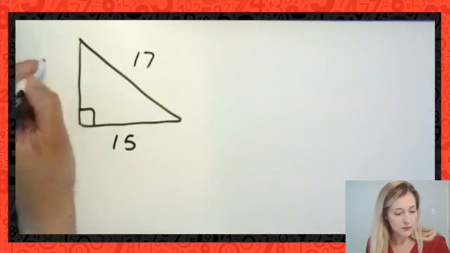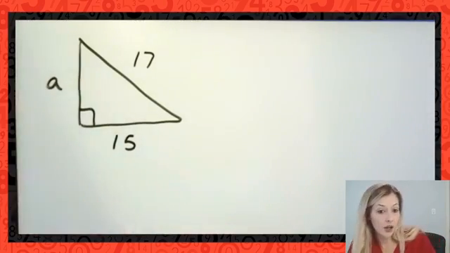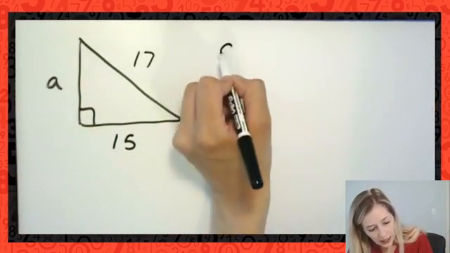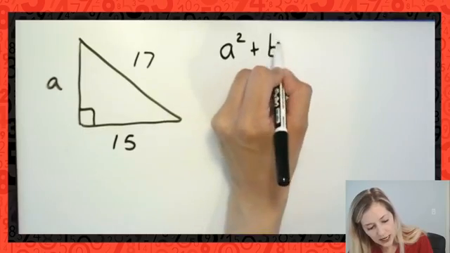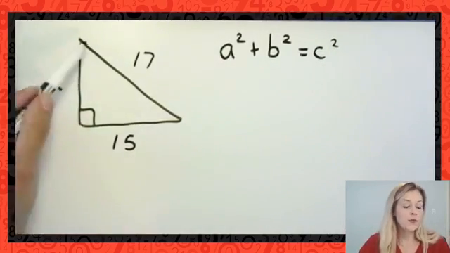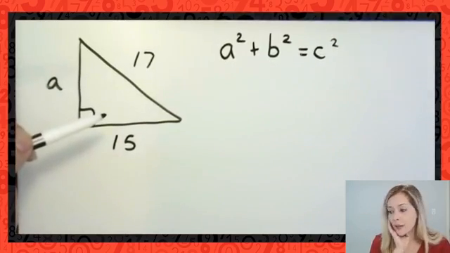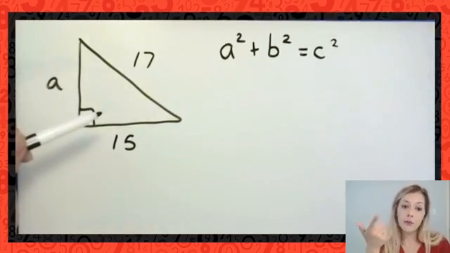And let's say I want to find one leg. I'm just going to call it A. I could call it B as well. So I know Pythagorean's theorem tells me a squared plus b squared equals c squared. I know that I'm going to use it here because I'm working with a right triangle. So now I want to see, how can I manipulate it to find my A?